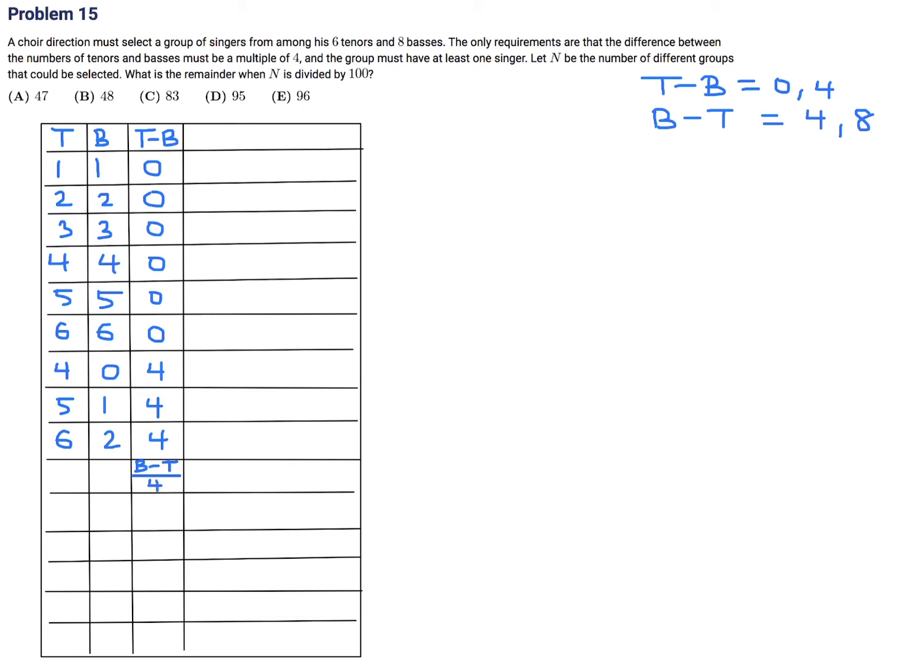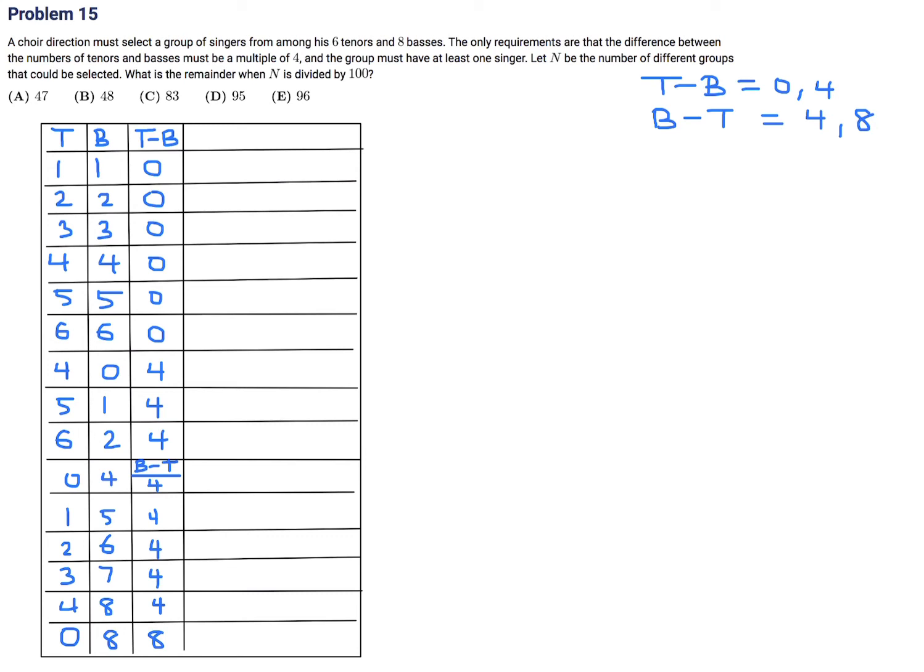If it's 4, b minus t, that can be accomplished with 4 and 0, 5 and 1, 6 and 2, 7 and 3, 8 and 4. That's 4. And then if b minus t is 8, the only way to accomplish that is 8 and 0. All right, so that is the table. So now let's talk about this.